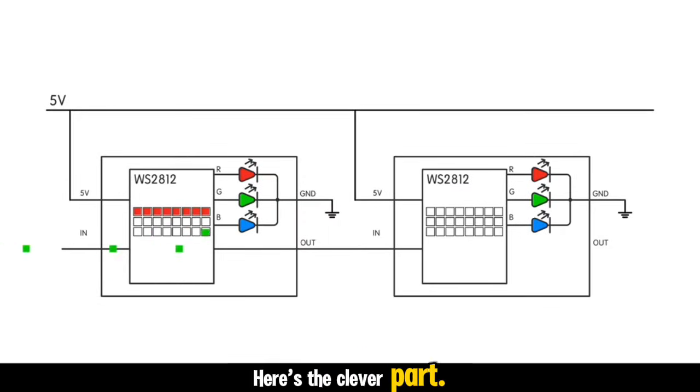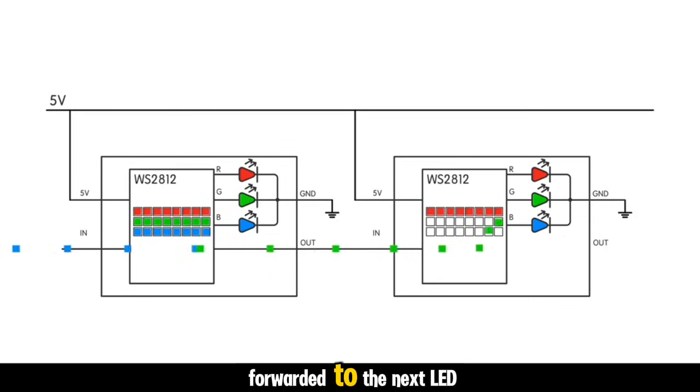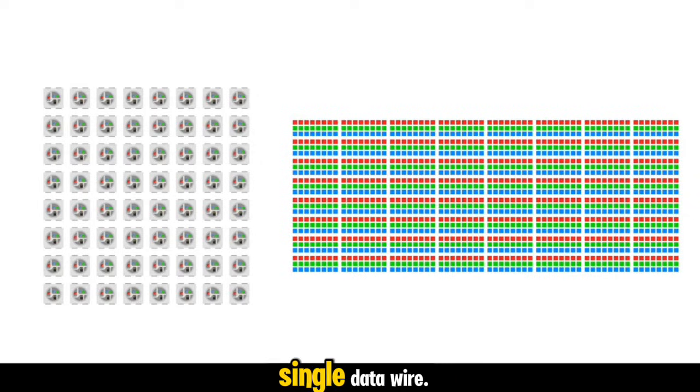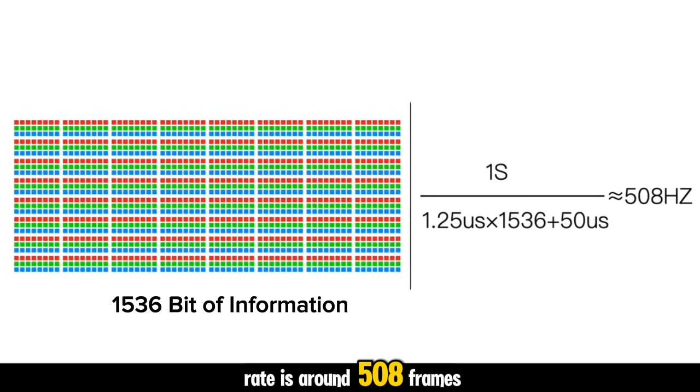Here's the clever part. Once the first LED receives its 24 bits, it stops listening. Any remaining data is automatically forwarded to the next LED in the chain. This process repeats down the line, allowing hundreds of LEDs to be controlled independently using a single data wire. With 64 LEDs, the refresh rate is around 508 frames per second. That means the pattern can change 508 times every second.